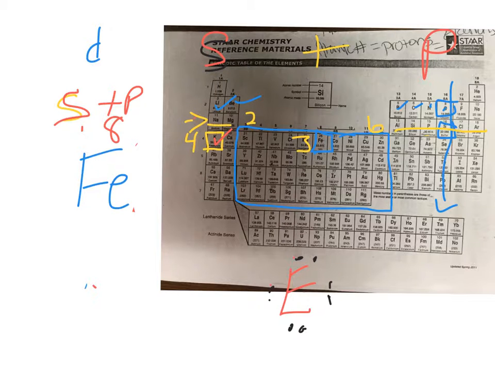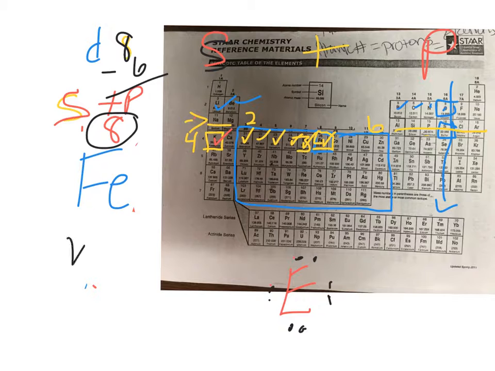So now, we have the 8, but we're not finished because iron is in the D section. So we're going to start from the first one. 1, 2, 3, 4, 5, 6. So now 8 minus 6 is going to give me how many?